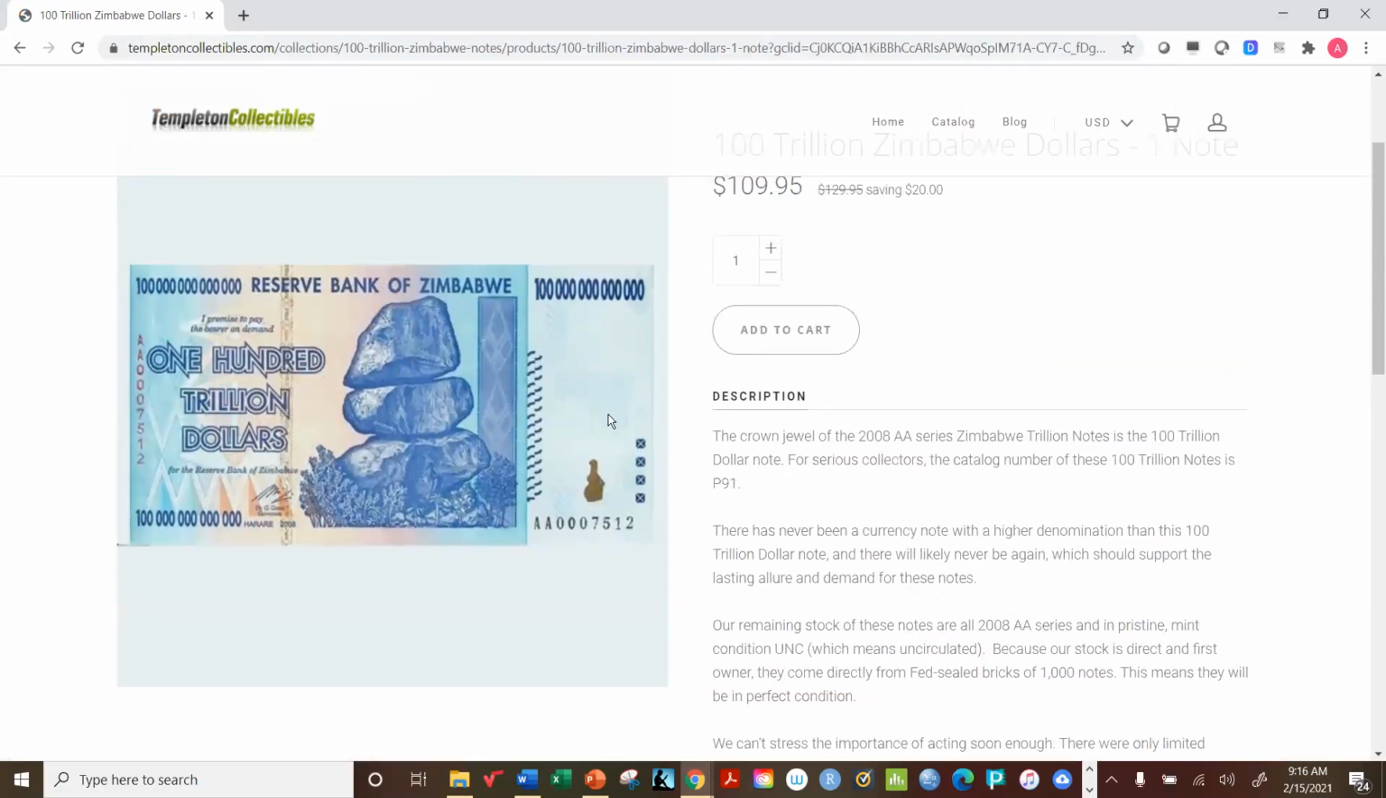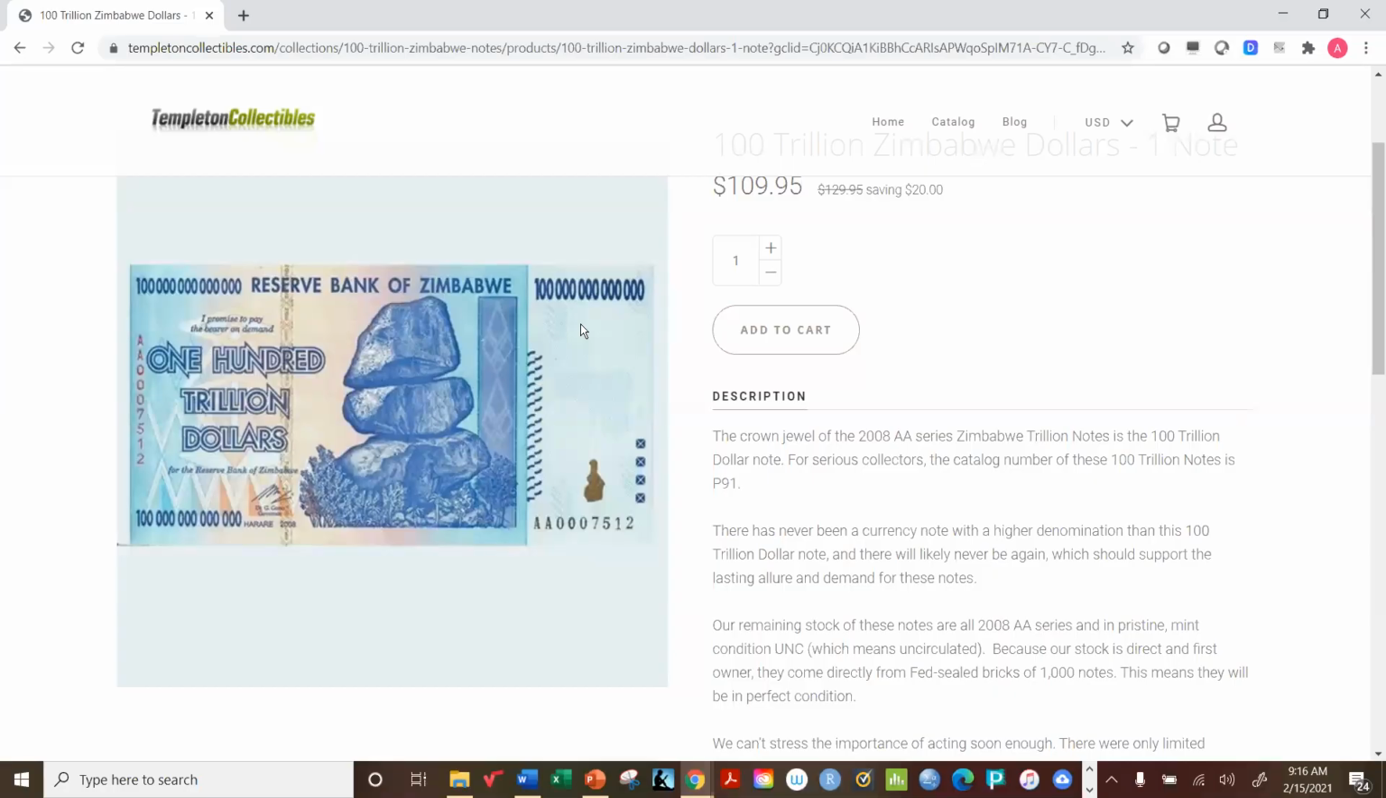There it is, $100 trillion. Look at all those zeros. It's a lot of zeros to keep track of. So you know what? This probably was worth enough to buy a loaf of bread at that point in time in Zimbabwe's history. Their inflation rate was something like 80 quadrillion% every month.